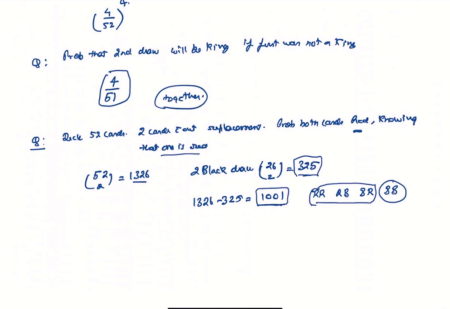Now, how many two red draws are possible? The two red draws are also going to be 26 choose 2, that is going to be 325. So this is also 325. So the answer is going to be 325 divided by 1001, that is 25/77.